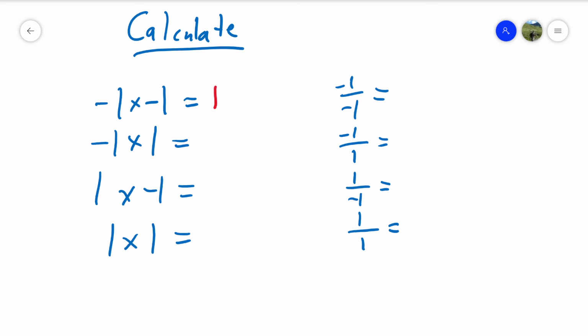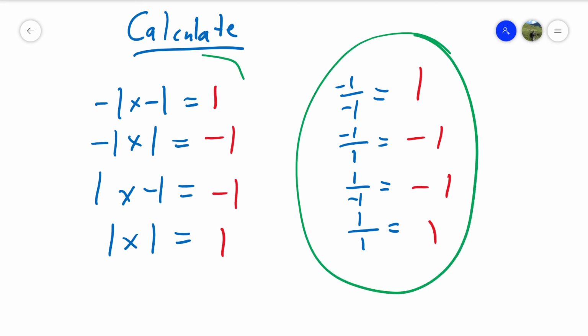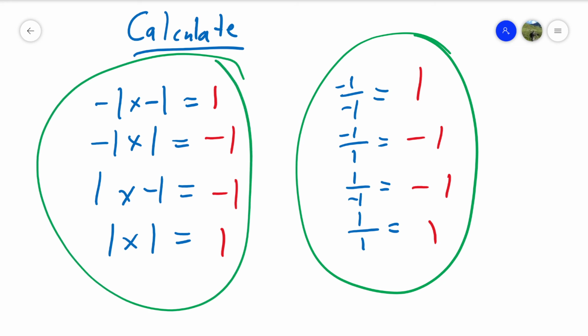Okay, and the answers are 1, minus 1, minus 1, 1, 1, minus 1, minus 1, 1. That'll do. That's really just to point out, remember that the divide thing with minus and plus ones is exactly the same as the times thing. I think that's a technical explanation.